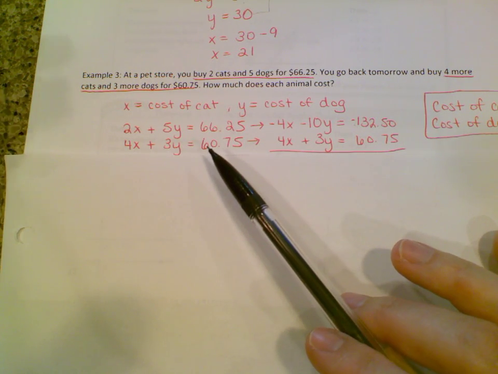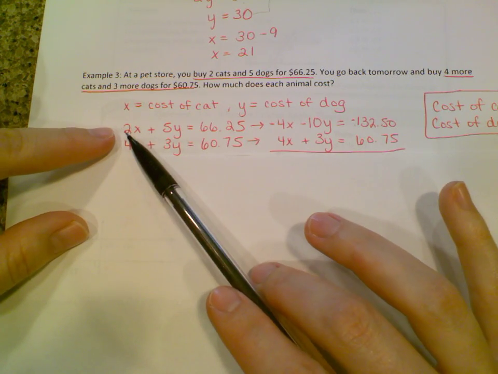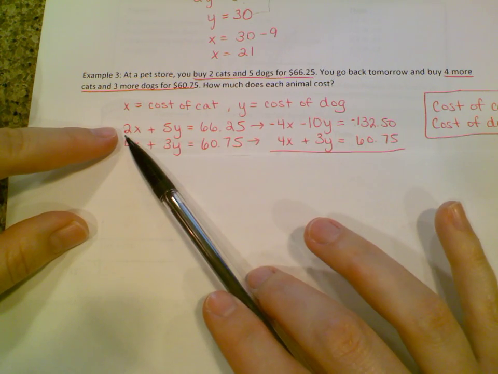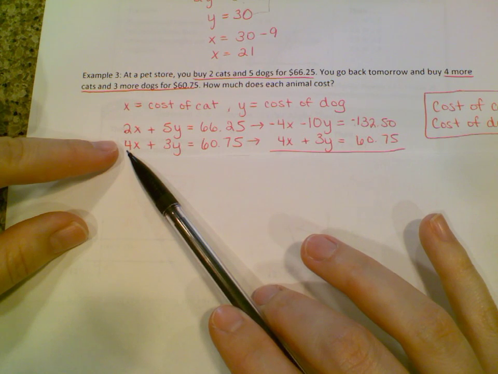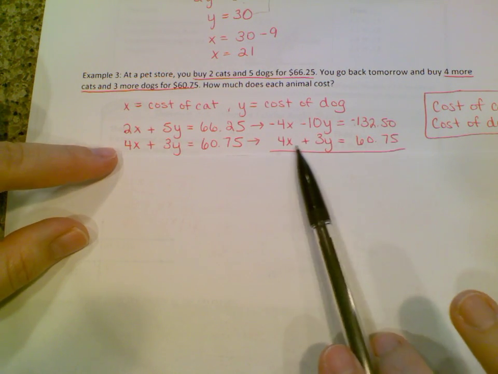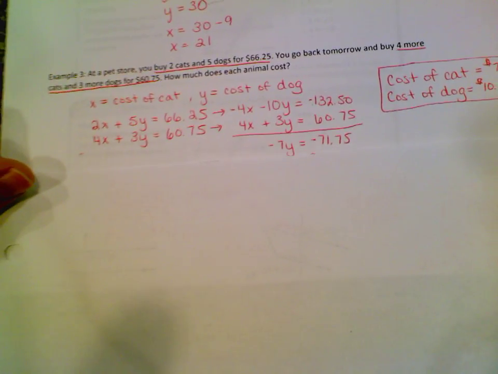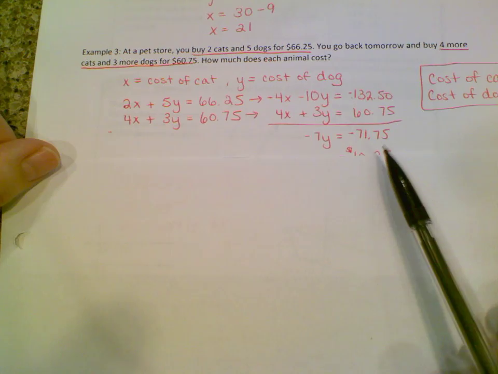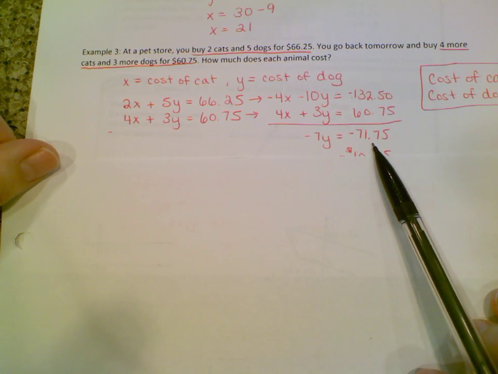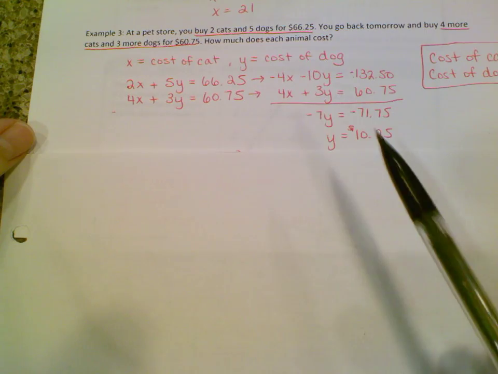So now I can solve by substitution or elimination. I'm going to go ahead and do elimination because I'm just going to multiply this top equation by -2, since this was 4 down here. So I took that top equation and multiplied by -2. The bottom equation I did not change. Now if I add together my like terms, I get -7y equaling -71.75. And then I'm going to divide and I get y to be $10.25.